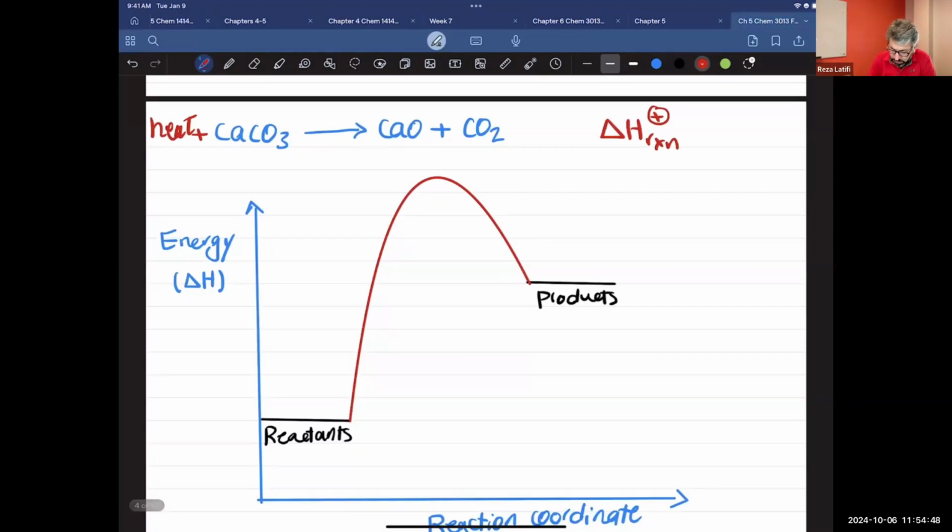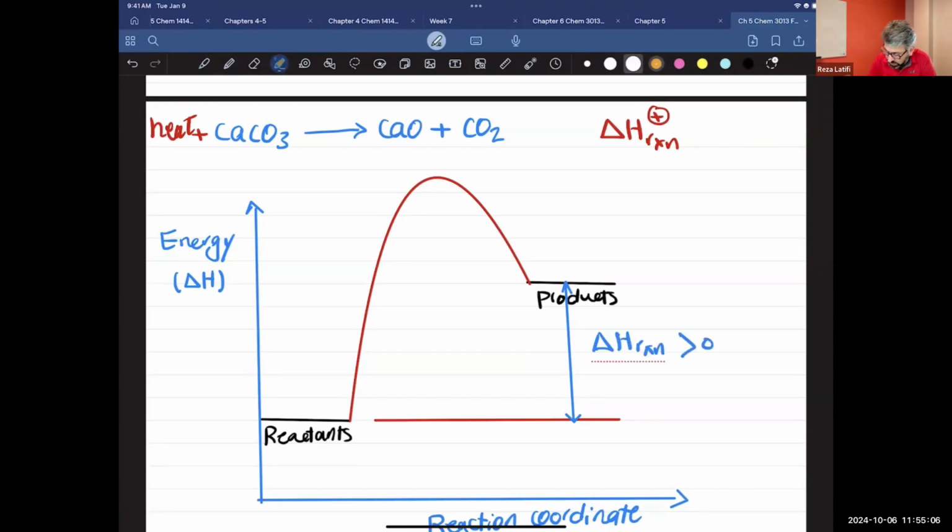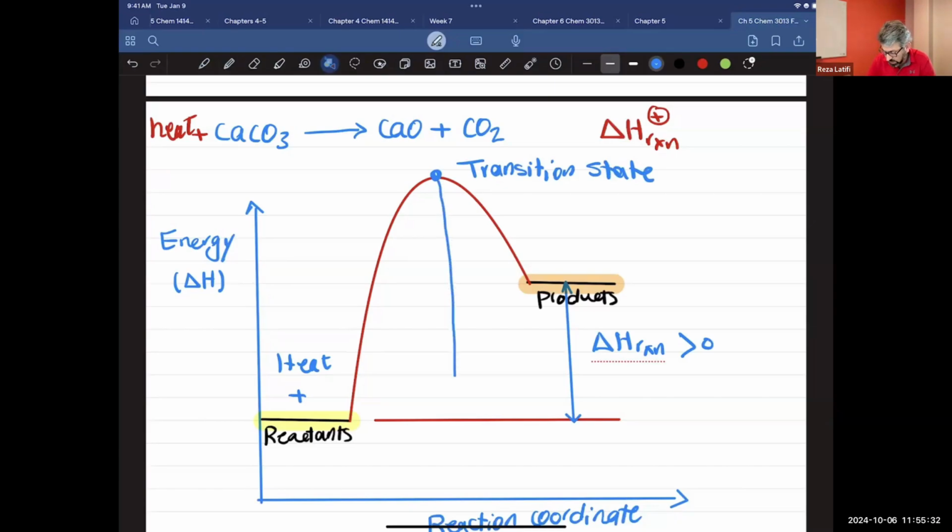Next, let's find the gap between reactant and product. That's going to be the gap between them, and this will be delta H of the reaction. It will be bigger than 0. Why? Because this time the products are sitting at a higher level than the reactant. I'm going to add heat to the reactant to bring it to the max point, again the transition state. The gap between reactant and the max point, I'm going to call it activation energy, and you have to give it this energy.